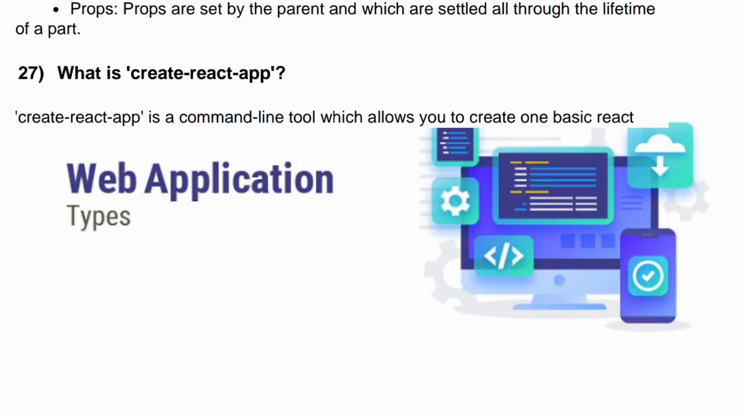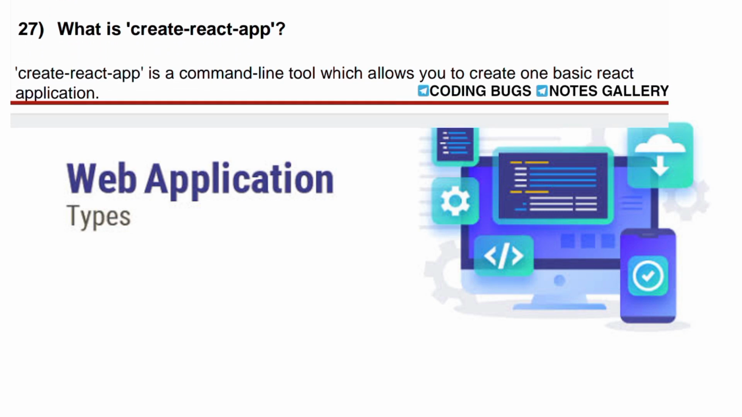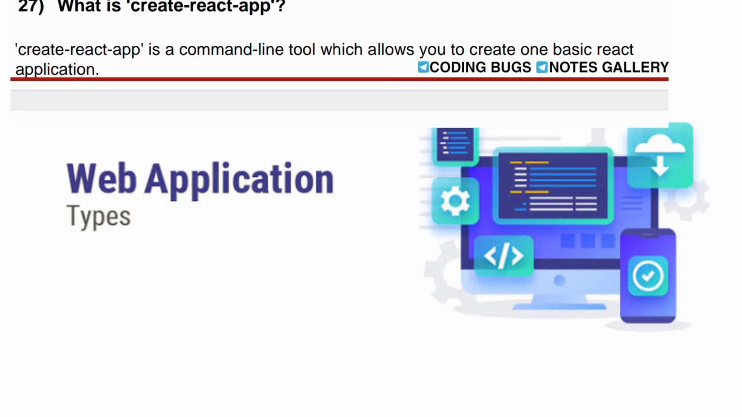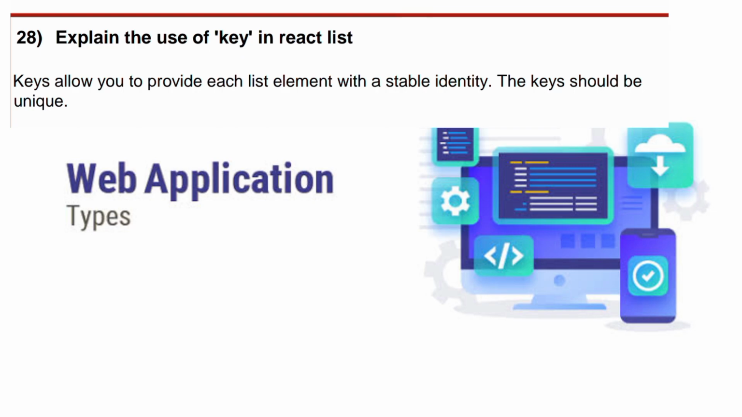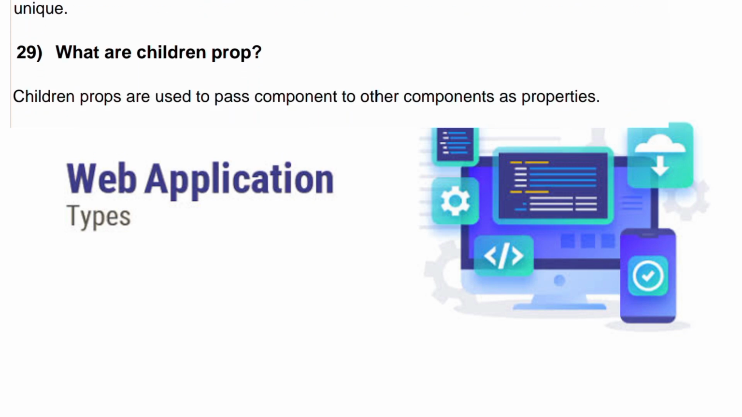Now next question, what is create react app? Create React App is a command line tool which allows you to create a basic React application. Okay, now next question, explain the use of key in a React list. The answer: the key allows you to provide each list element a stable identity. The key should be unique.